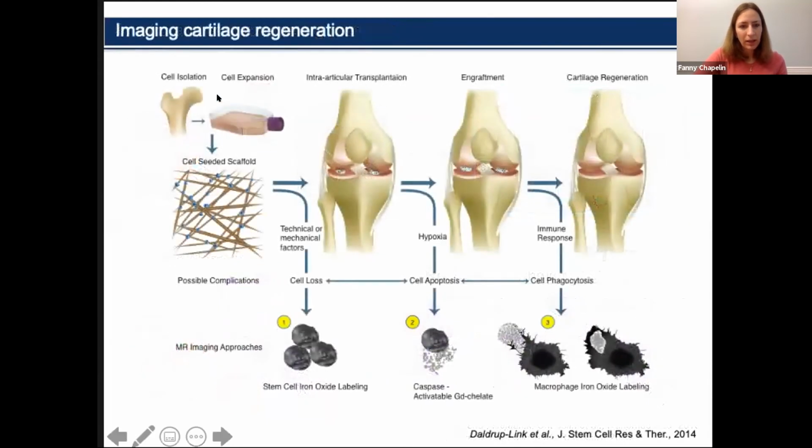So early on, I looked at cartilage repair as part of tissue regeneration, and we had a model of a rat femur head where we would shave off the cartilage and then replace it with a stem cell transplant. And by either labeling the stem cells directly or labeling the macrophages via IV injection, we were able over time to monitor if there was any stem cell loss, stem cell apoptosis, or possibly immune rejection against those cells.